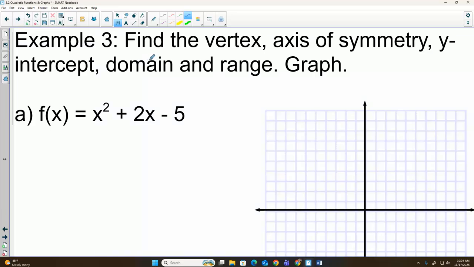So let's try a few. I want the vertex, axis of symmetry, y-intercept, domain, and range. You'll find a lot of information here. So our vertex, we're going to start out doing x equals the opposite of b over 2a. What's my b value? Okay. And so the b is just the 2 in front. So it's the opposite of 2 over 2 times a. A is the number in front of x squared, so that's just 1. So we get negative 2 over 2, or negative 1.